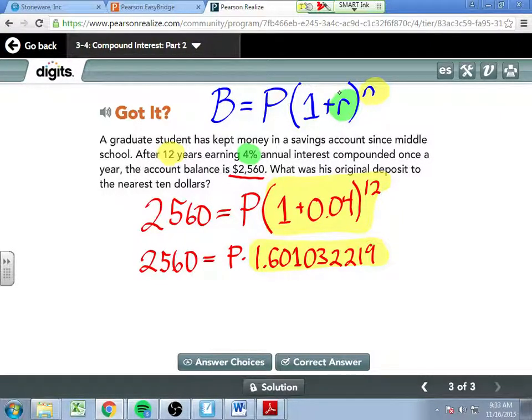If that is multiplied by my variable, how do I get my variable by itself? Cassidy? We divide. Yeah, we do the same thing on both sides.